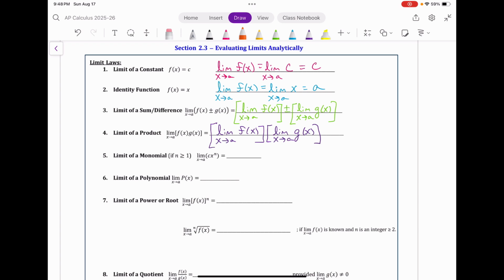All right, if we have a monomial, the limit as x approaches a for some coefficient c times x to the n, we can just plug in the value we're approaching. So this is c times a to the n power. And if we have a polynomial, which a monomial is a type of polynomial, we essentially just need to plug in the value that we're approaching into the polynomial, and that'll tell us the limit.